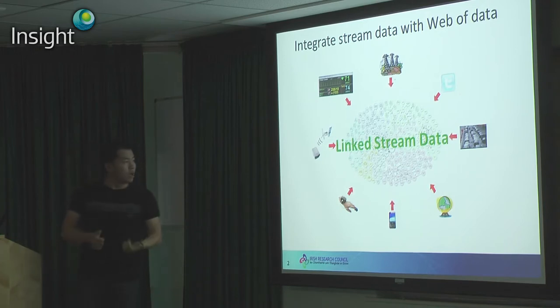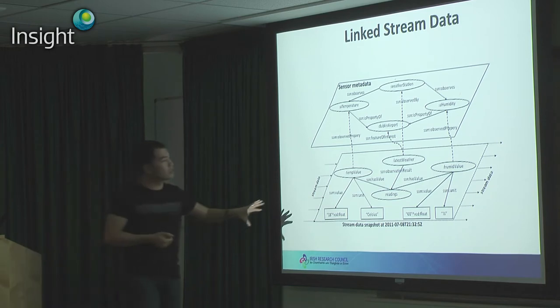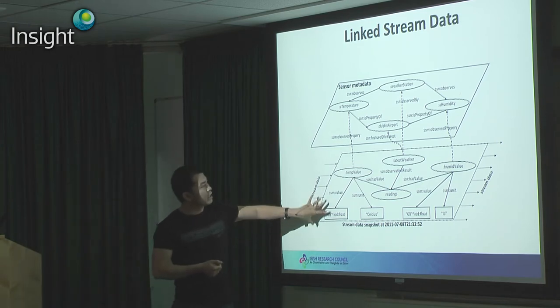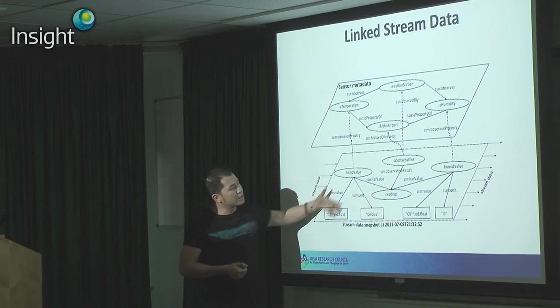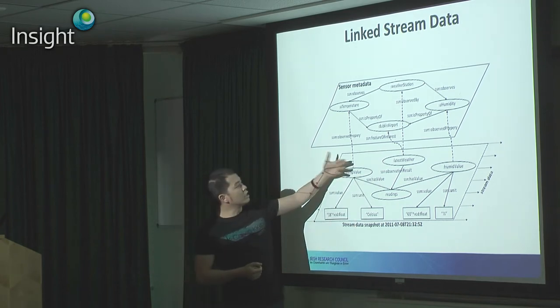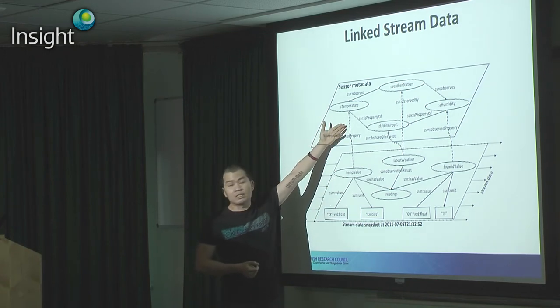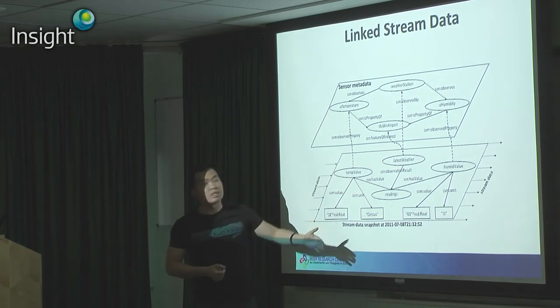So how does the stream data look like? We used the same concept of the model from RDF data to introduce stream data. You can see here that it's about the link from stream data. You have different mashup data over time. We're trying to build the link from dynamic data to what we call static data, more normally metadata.